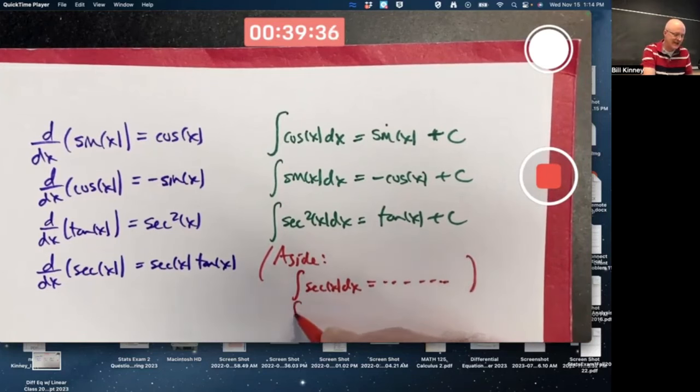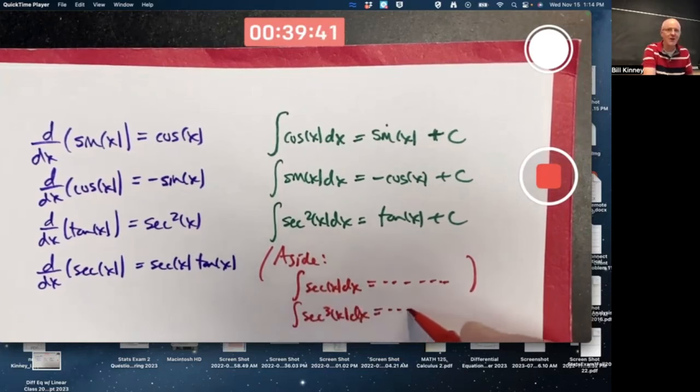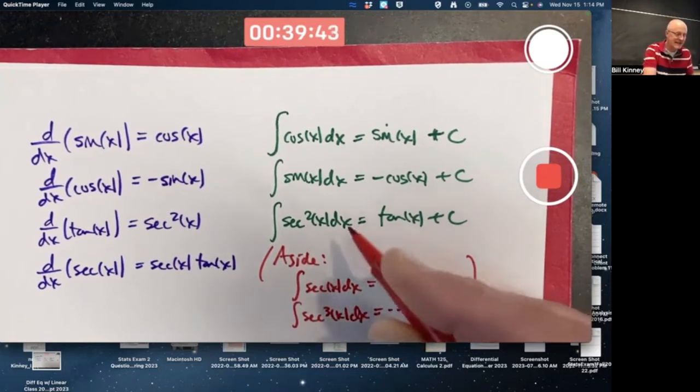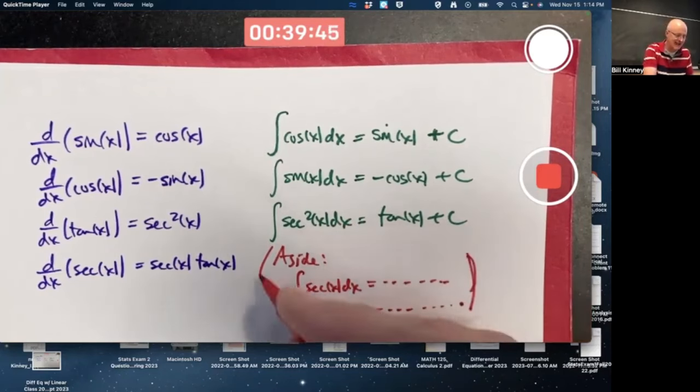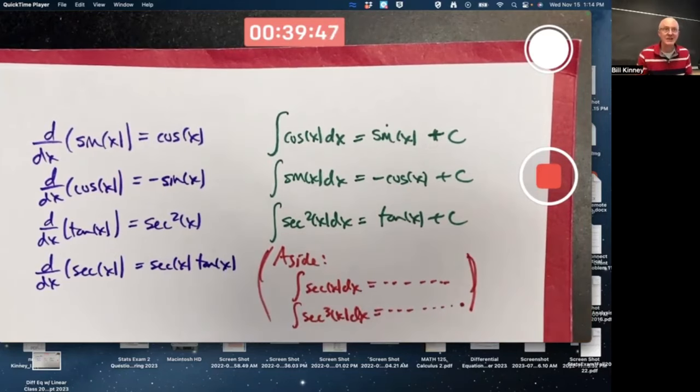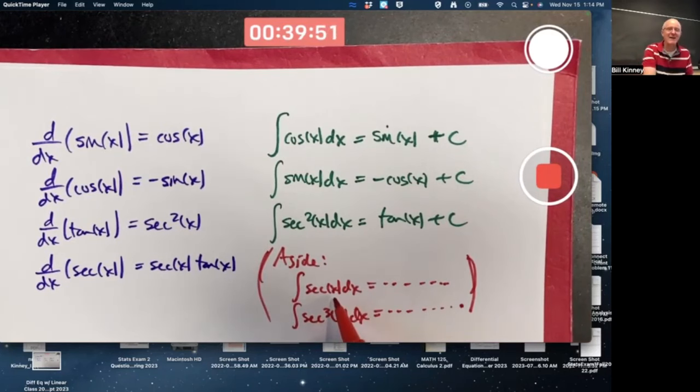And the integral of secant cubed x, while it can be done, is also very complicated. Secant squared is a special case that turns out to be easy by memorization. I happen to know the answer to this off the top of my head because I've done it so many times. The answer to the integral of secant of x is natural log of the absolute value of secant of x plus tangent of x plus c.